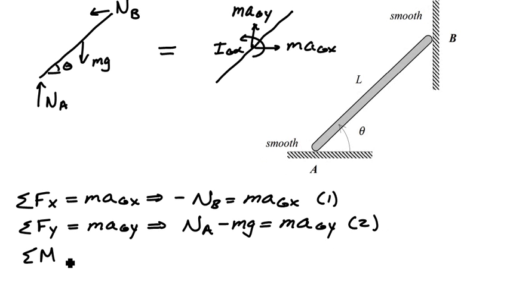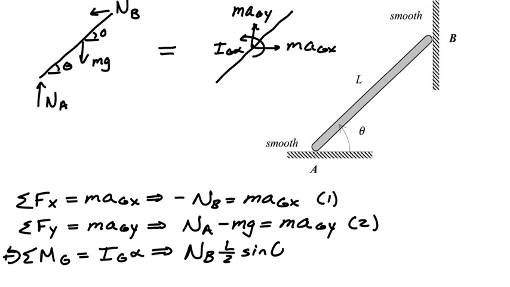In addition, I can sum moments in this case about point G, and I'll do so in a counterclockwise positive sense and set that equal to I_G times alpha. And if I work this one out here, I'm going to have a positive moment contributed by NB, and its moment arm, if I note again that this angle here is theta, is going to be given by L over 2 times the sine of the angle theta. And I'll have a negative contribution from NA, and its moment arm will be given by L over 2 times the cosine of the angle theta. And that's going to equal I_G, which is 1/12 mL squared, times alpha.